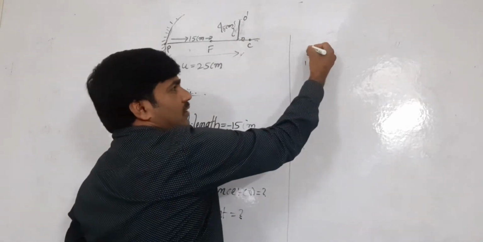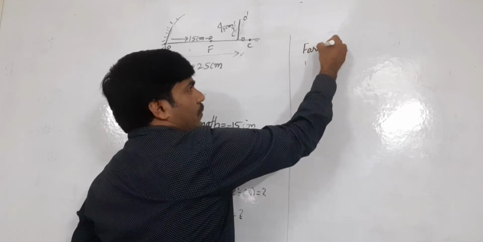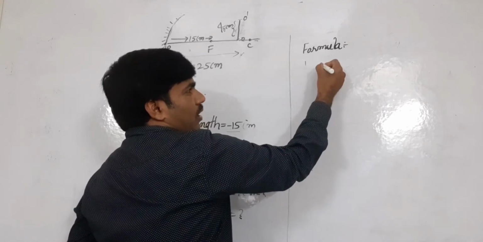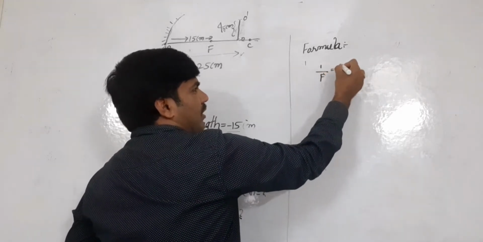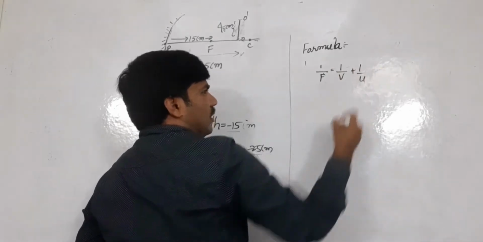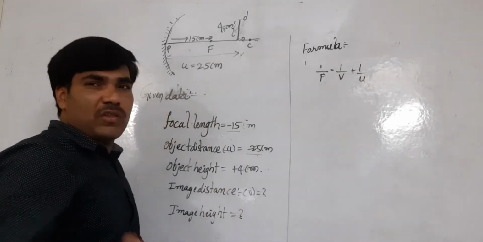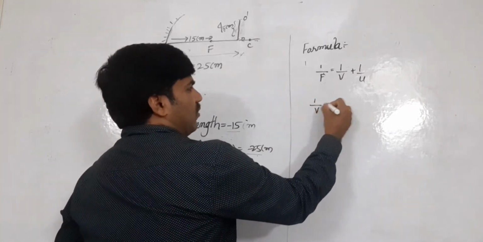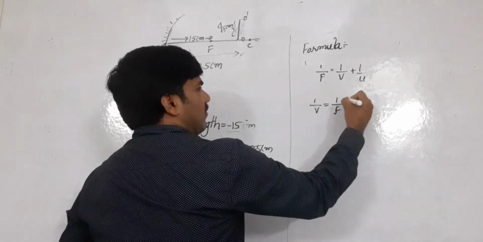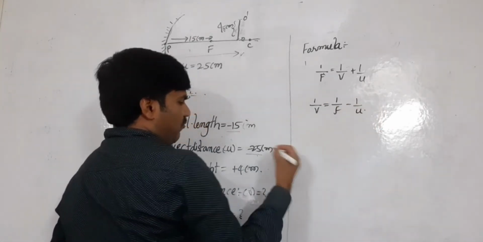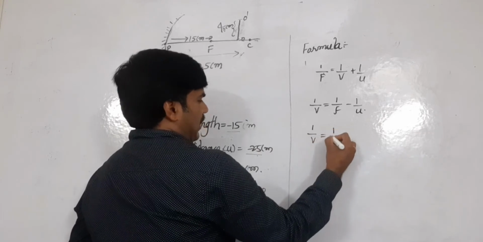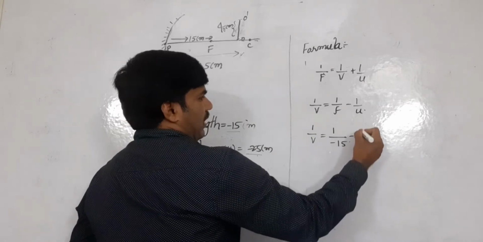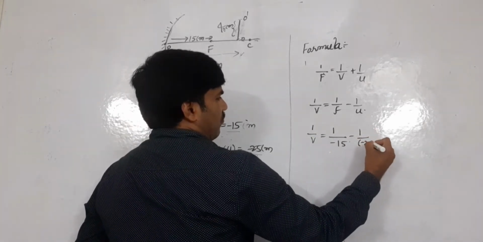Now the first formula: 1 by f is equal to 1 by v plus 1 by u. Here the v value is required. As in the previous problem, we write 1 by v is equal to 1 by f minus 1 by u. Here 1 by v is equal to minus 1 by 15 minus of minus 1 by 25.